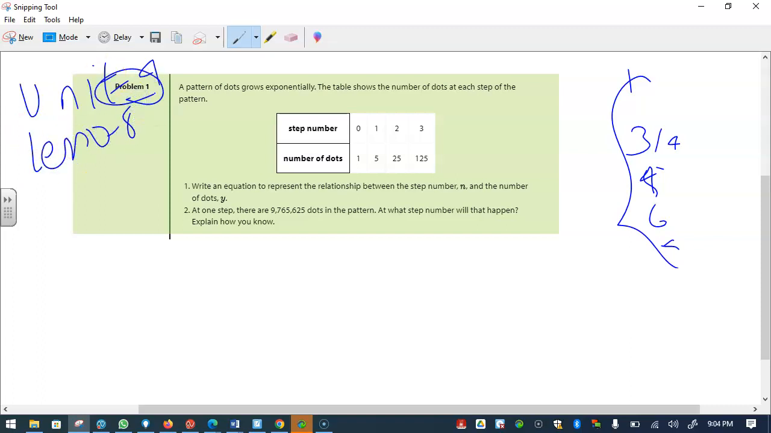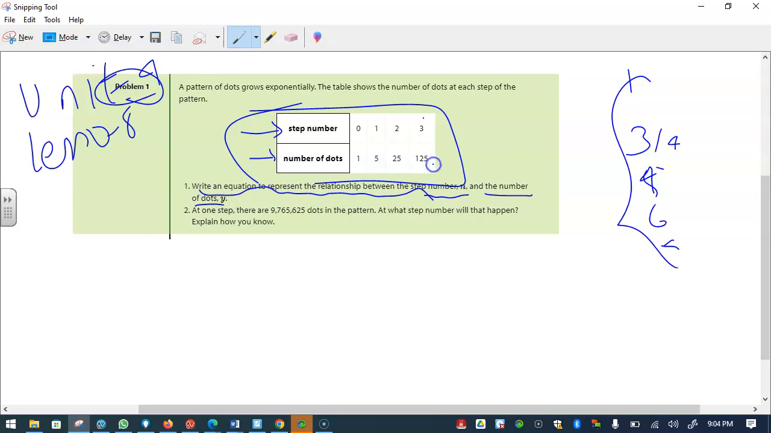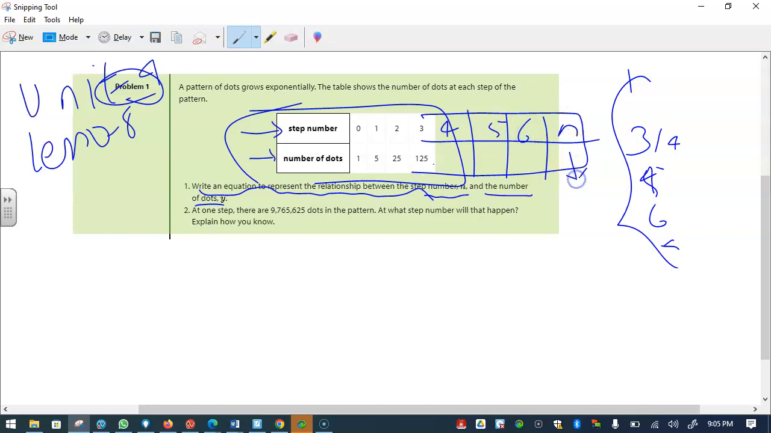Problem number one. Look at the table. See if you can figure it out. Pause the video for a while and see if you can do it yourself. Okay, so what does it say? The number of dots is the output, and the input is the number of steps. So write an equation to represent the relationship between the steps and the number of dots. So we need to know what we can figure out for 4, 5, 6, and what if it is n, and how do we write the expression for the number of dots?